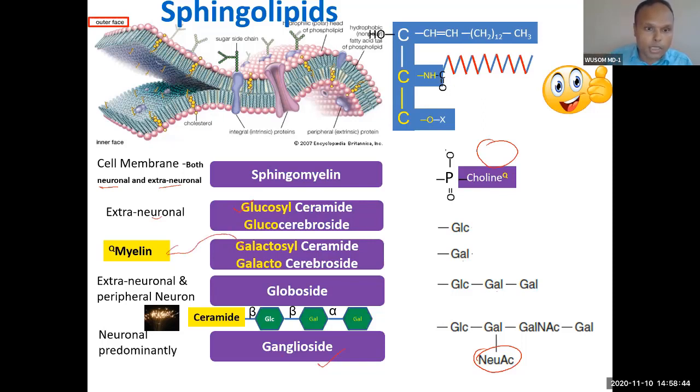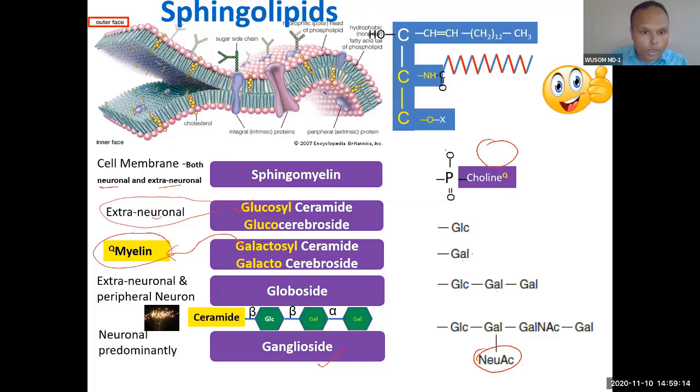So it is present in a special tissue that is called myelin. Galactosylceramide is part of myelin. That is how you can remember: galactose is special and myelin is special. So you can relate galactosylceramide with myelin. Glucosylceramide is present in extraneuronal tissue, in normal membranes, membranes of macrophages and membranes of other cells.